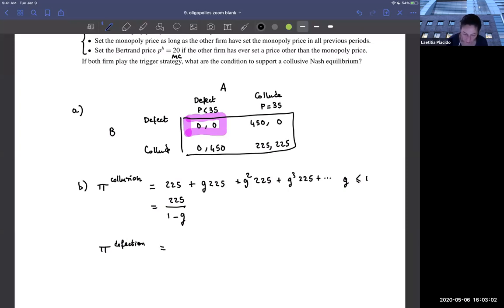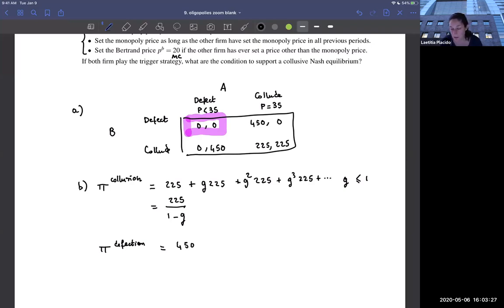So in the, if I defect, then I'm gonna get a profit of 450. Okay, I'll set a price below my opponent's price and I get all the demand. So I get the monopolist profit.